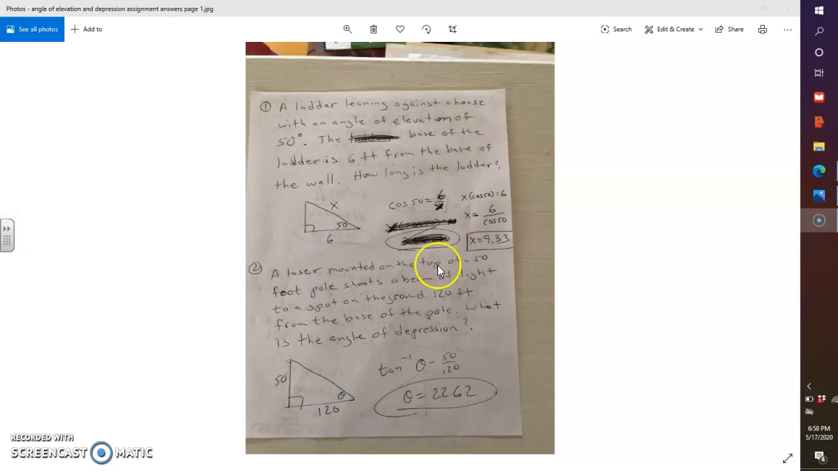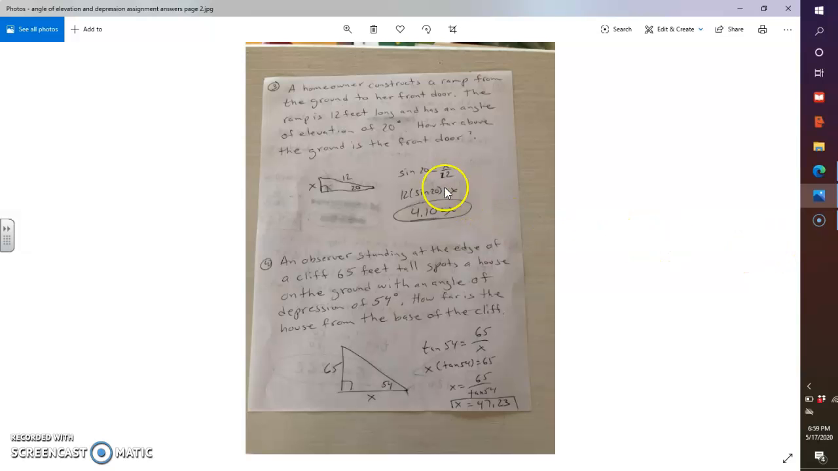For number two, we have a laser mounted on top of a 50-foot pole. Most people had the 50-foot pole right here, but a lot of people put 120 here, and that's incorrect. What are they saying? The laser shoots a light that lands on a spot on the ground 120 feet from the base of the pole. Where's the base of the pole? It's here. That's the 120 feet. So it's important that we can understand and label it correctly. Most of you, from a trig standpoint, were fine. It's labeling the picture correctly.